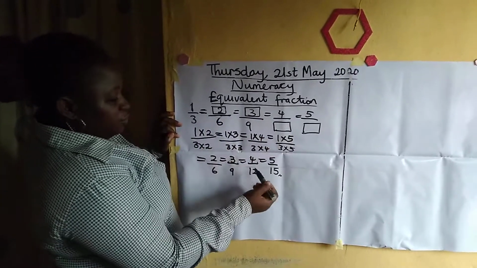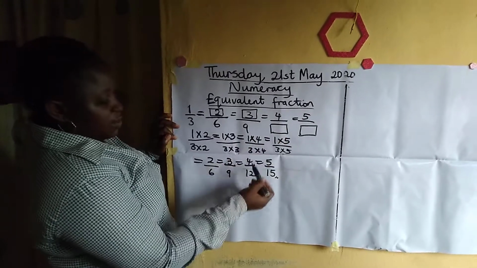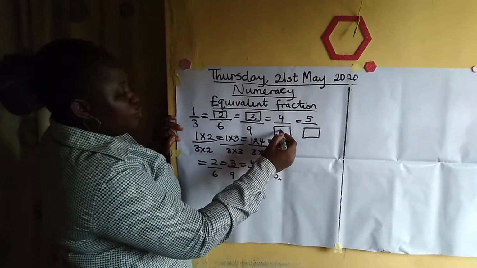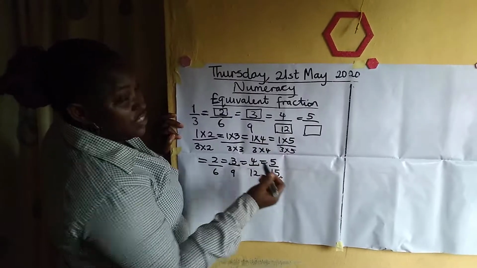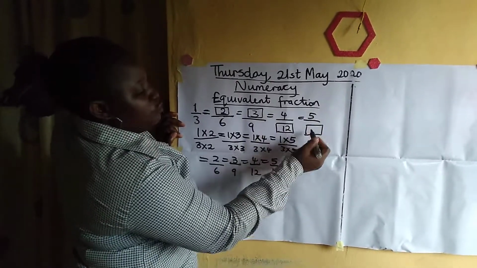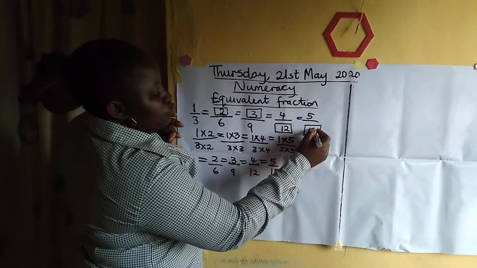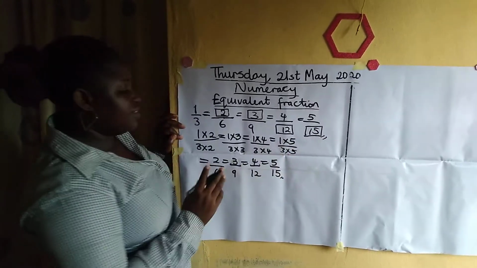4 over 12. And now 4 over box, in our answer, we have 4 over 12. So, the 12 will be here. And then we have 5 over 15 in our answer, but the question is 5 over box. That means 15 is supposed to be here. I hope this is clear.